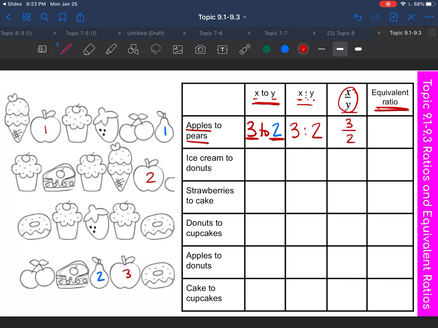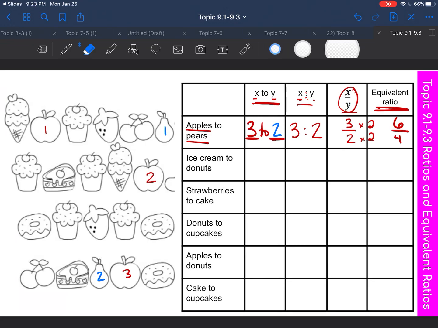Now, to make an equivalent ratio, you can multiply top and bottom by anything, as long as it's the same number. I always stick with the lowest one, so that would be 2. So an equivalent ratio would be 6/4, or 6 to 4, okay?